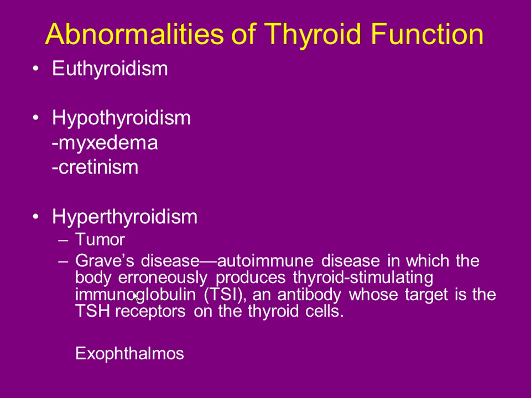All right, next section, abnormalities. So this first one, euthyroidism, is actually not an abnormality. This is normal levels. Euthyroidism is normal levels of thyroid hormone.